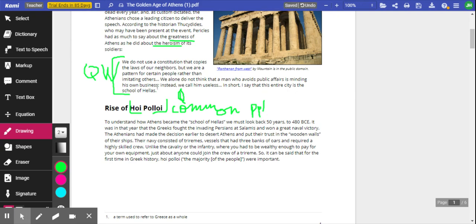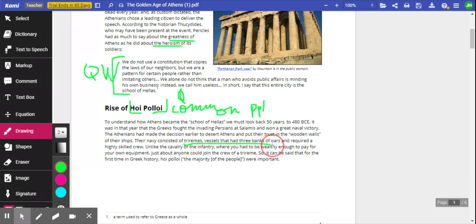To understand how Athens became the school of Hellas, we must look back 50 years to 480 BCE. It was in that year that the Greeks fought the invading Persians at Salamis and won a great naval victory. The Athenians had made the decision earlier to desert Athens and put their trust in the wooden walls of their ships. Their navy consisted of triremes, vessels that had three banks of oars and required a highly skilled crew.